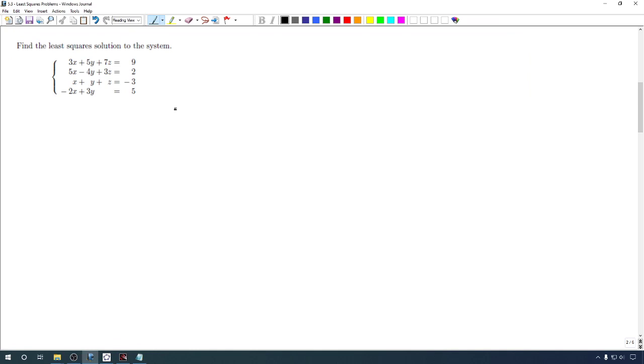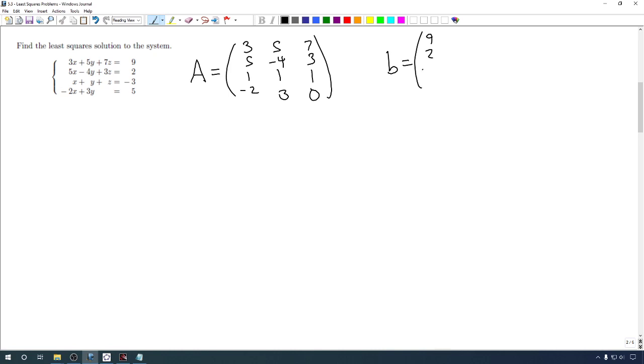Alright, let's look at a little bit bigger of a problem. So here we have 3 variables and 4 equations, still overdetermined. We're going to make our matrices. So here our A is going to have 4 rows and 3 columns. Our B is just going to be a single column, but with 4 entries. Of course, we take A transpose.